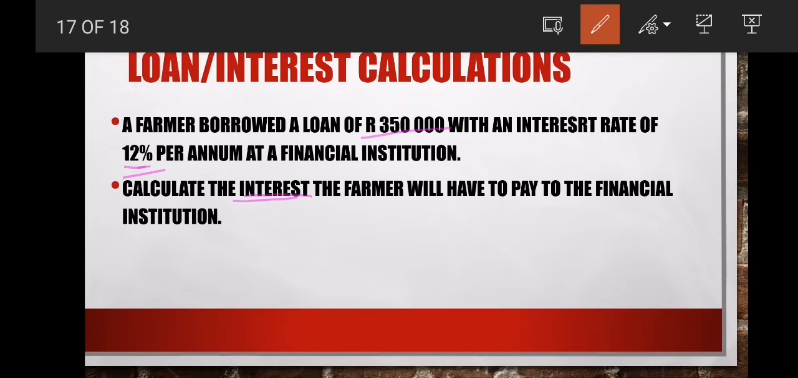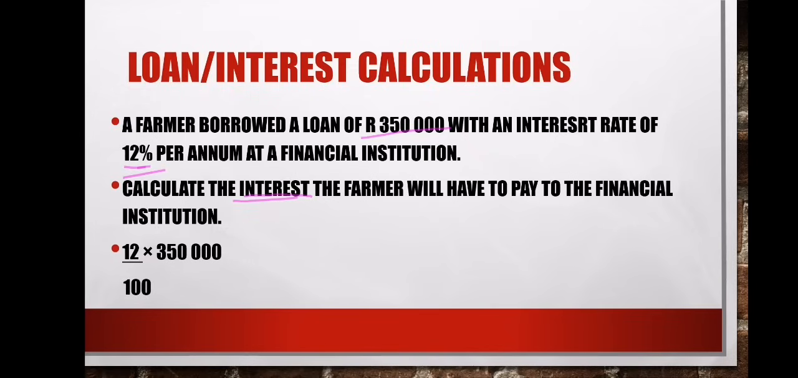When they say calculate the interest the farmer will have to pay in that year to the financial institution, you will say the percent of the interest. Listen, the percent of the interest divided by 100 multiplied by the amount of money he has borrowed. What is the percent? 12%. Divide by 100. Multiply by the loan. How much? 350,000. You will get the interest. Let's check it. 12 divided by 100, multiply by 350,000. We get what? 42,000. We get 42,000.